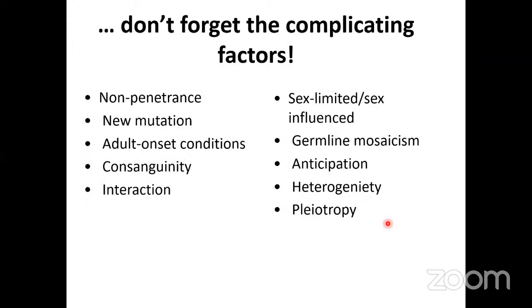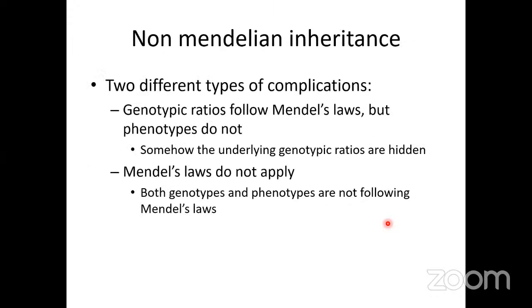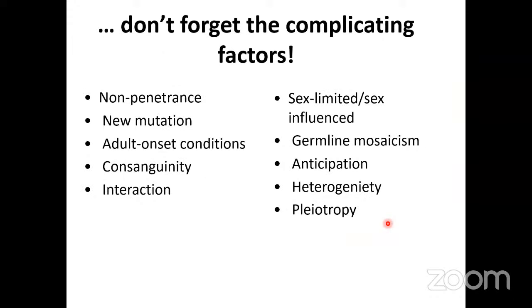Now, the first one: the genotype will follow Mendel's law, but the phenotype does not. That's because of these factors: non-penetrance, new mutations, adult onset conditions, consanguinity, interactions, sex-limited and sex-influenced disorders, germline mosaicism, anticipation, heterogeneity, and pleiotropism. These are the factors which will mask the phenotype. The underlying genotype is Mendelian, but the phenotype is non-Mendelian.